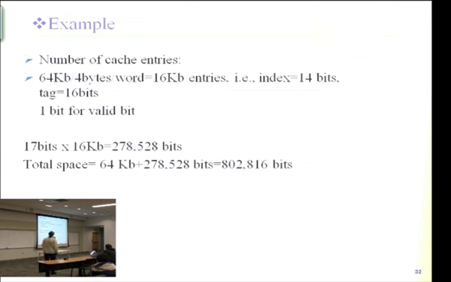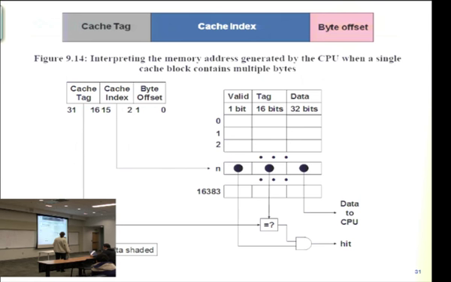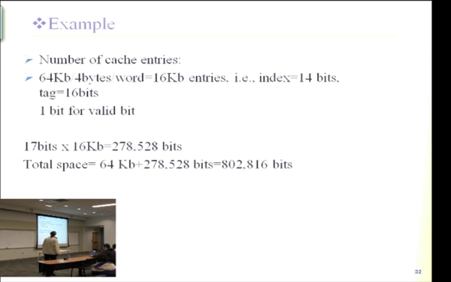If you remember, I said the number of cache entries is calculated as the 64 kilobytes divided by 4-byte words, and you get 16 kilobyte entries. That's the number of entries in the cache, and in order to address that, you need how many bits? 14. So that means from 2 to 15 I have the cache index, so the rest is left for the cache tag, and on top of that I need 1 bit for a valid bit.